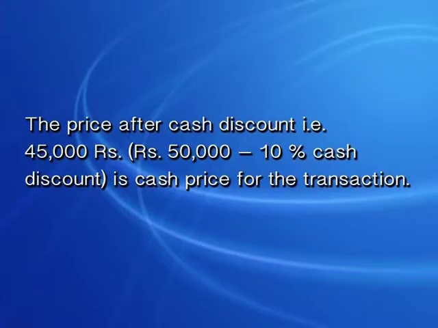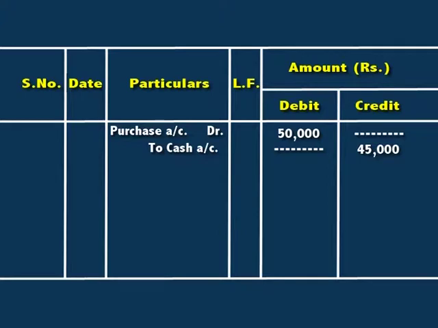The price after cash discount is 45,000, that is 50,000 rupees the actual value of transaction minus 10% of cash discount, that amounts to 5,000. So, 50,000 minus 5,000, 45,000 rupees is the cash price of the transaction. The journal entry for the same will be purchase account debit to cash account to discount received account. Now, see that purchase account is debited for 50,000 rupees, the full value of the transaction.